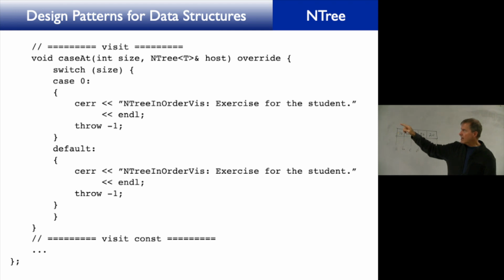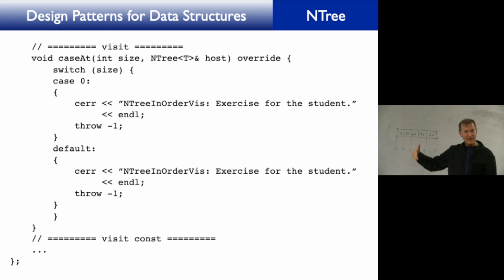We have void case@, we have int size, entry host, and then that overrides. And then what do we have at the very top? Switch size. And then you can do case 0, and then you can do default. And if you need to do case 1 as a special case, you can do case 0, case 1, and then default. You see what we're saying? That's kind of like the way to do it.